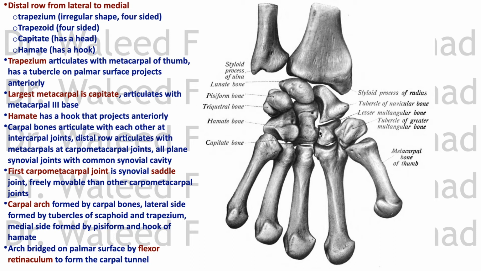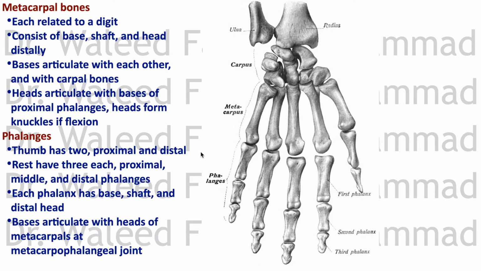Okay, the carpal arch: the way the carpal bones articulate together and the ligaments hold them together, they form an arch. The lateral side is formed by the scaphoid and trapezium, and the medial side by the pisiform and the hook of the hamate. This arch is bridged by the flexor retinaculum to turn this concavity into the carpal tunnel. Okay, the carpal tunnel.